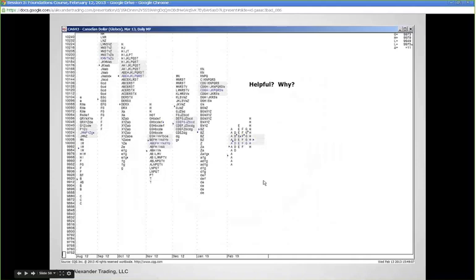So now, if we split out the profile, basically what this is doing is giving us the view of a bar chart. This is helpful. This is good information. We can see the selling tail. And actually, there's a lot of conviction all the way into the close.